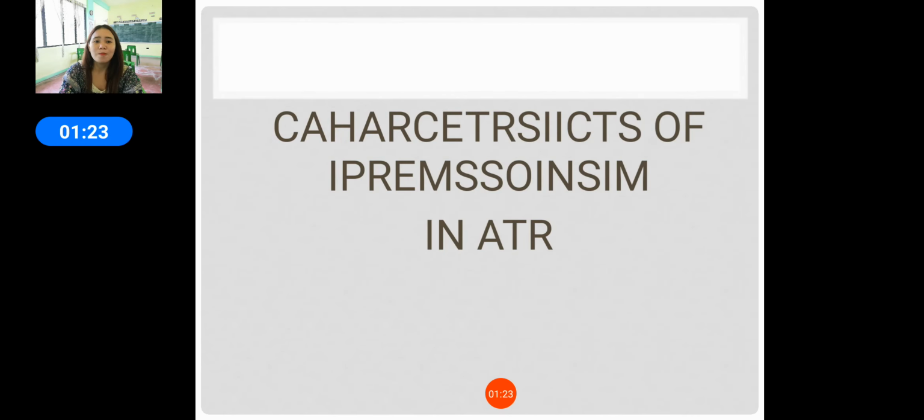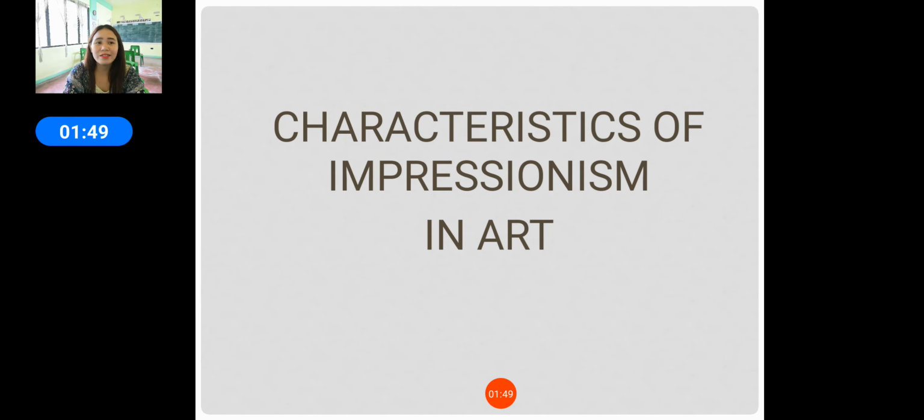Okay, let's have these jumbled letters, because later on we can form the topic that we're going to discuss. So based from the jumbled letters presented, class, what do you think would be the words, or let's say the topic, that we can associate with it? Okay, that is the characteristics of Impressionism in art. So we are already done with Impressionism in music, right? So now we are going to have Impressionism in art.